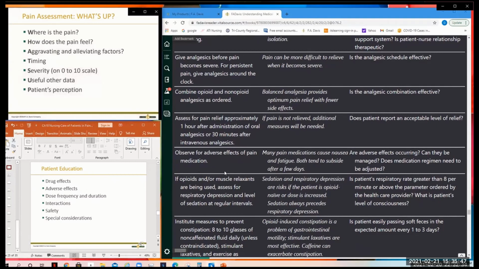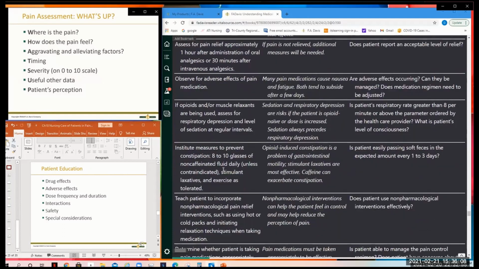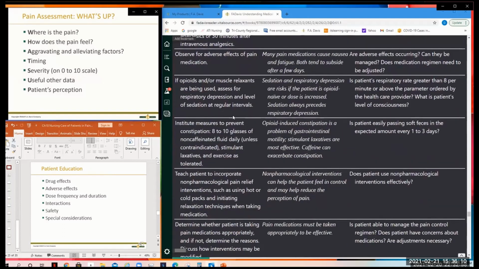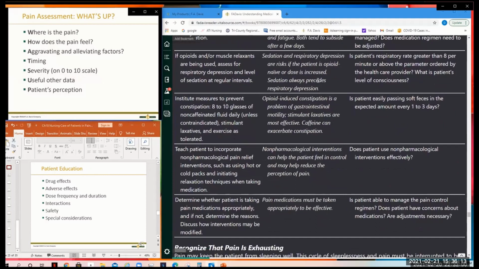If opioids and/or muscle relaxants are being used, assess for respiratory depression and level of sedation at regular intervals. Sedation and respiratory depression are risks if the patient is opioid naive or the dose is increased. Sedation always precedes respiratory depression. Is the patient's respiratory rate greater than 8 per minute or above the parameter ordered by the healthcare provider? What is the patient's level of consciousness?